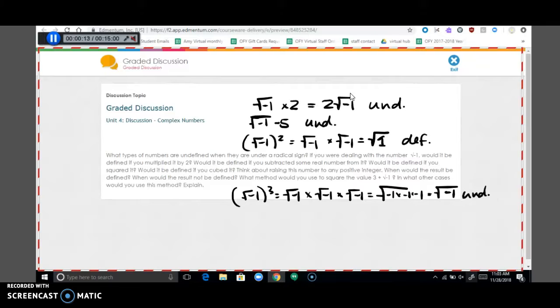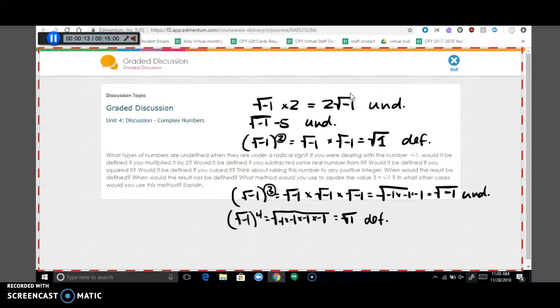Okay, now it says, think about raising this number to any positive integer. So raising it to 2, raising it to 3, or any number. When would it be defined? When would it not be defined? So now let's look. If we were to do, let's say, square root of -1 to the 4th power, if we just keep going, square root of -1 times -1 times -1 times -1. -1 times -1 is positive 1, times -1 is -1, times another -1 is positive 1 again. So square root of 1, so this is defined.